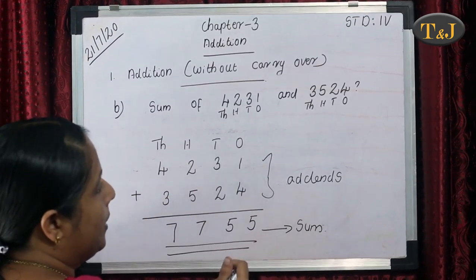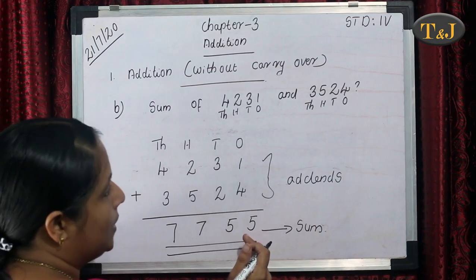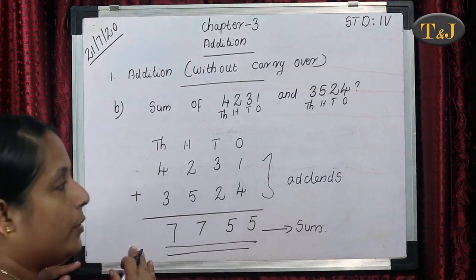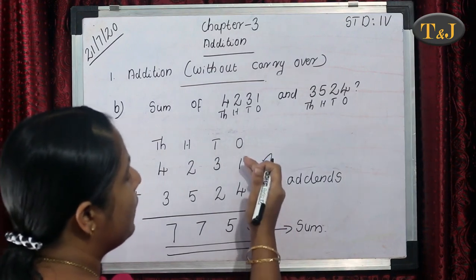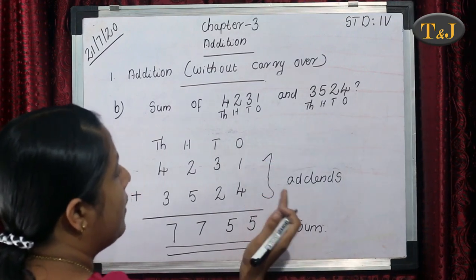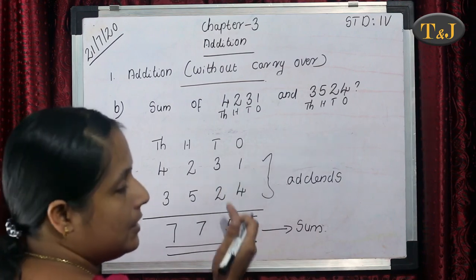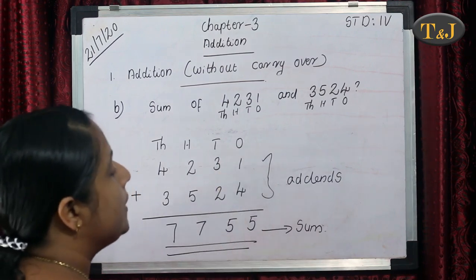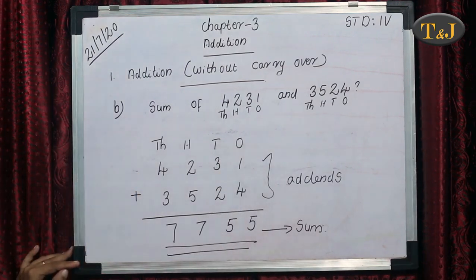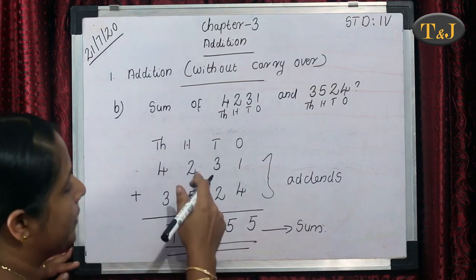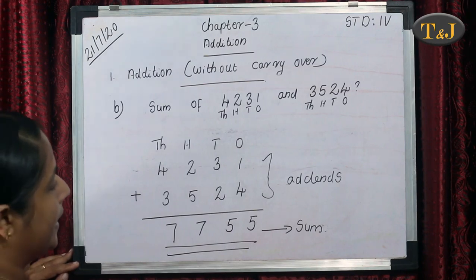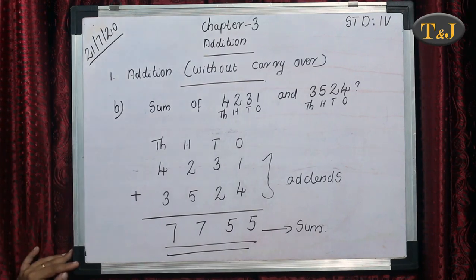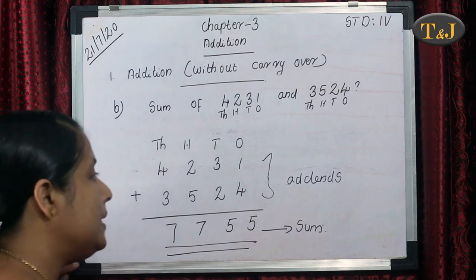We are adding both the numbers. First we are adding the ones place value, not the thousands place value. Remember, first we are adding the ones place value. That means 1 plus 4 equals 5. Then after ones place value, we are adding tens place value, that is 3 and 2. 3 plus 2 equals 5. Then we are adding hundreds place value, that is 2 and 5. 2 plus 5 equals 7. Then last we are adding the thousands place value, that means 4 plus 3. 4 plus 3 equals 7.